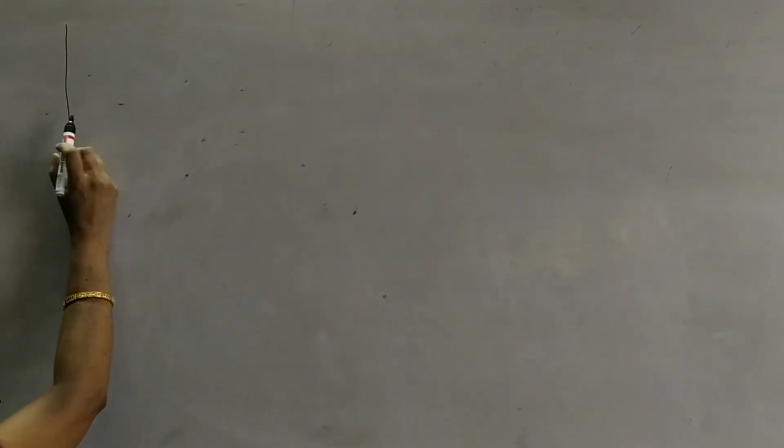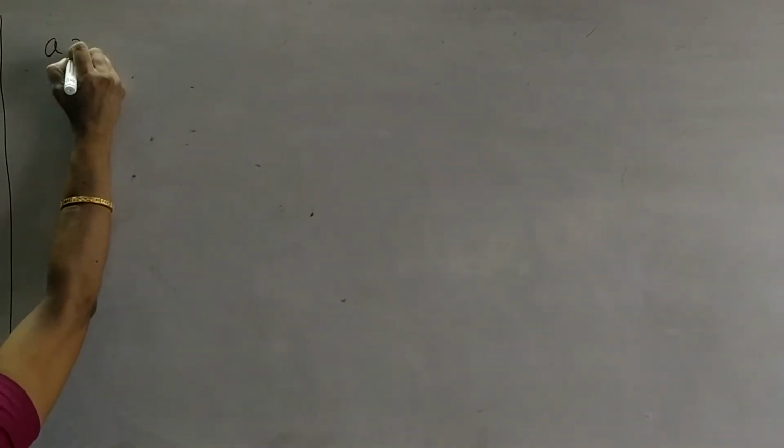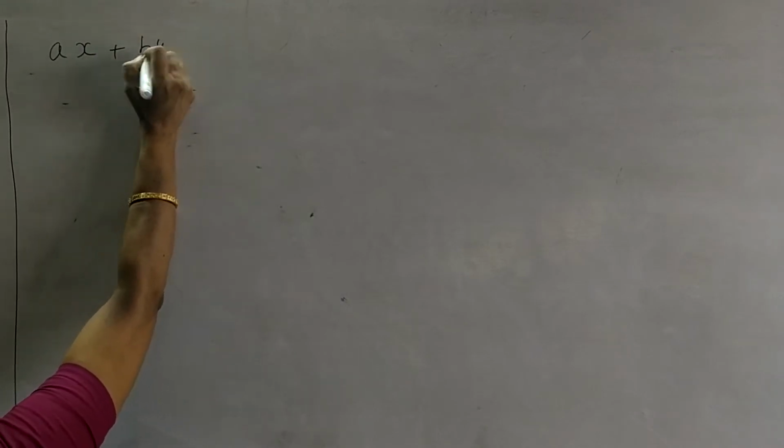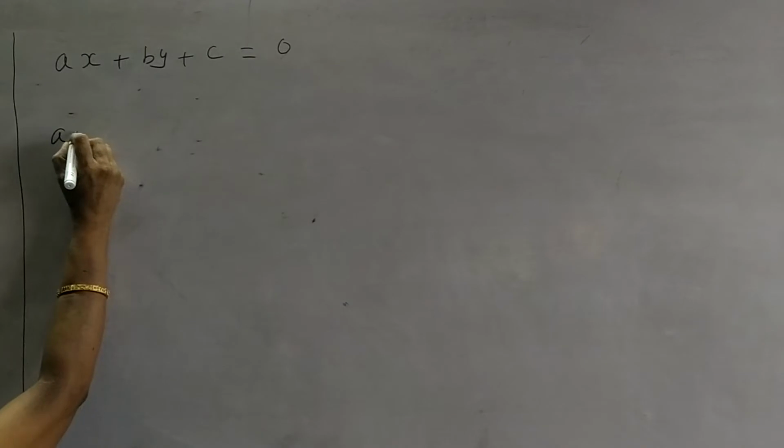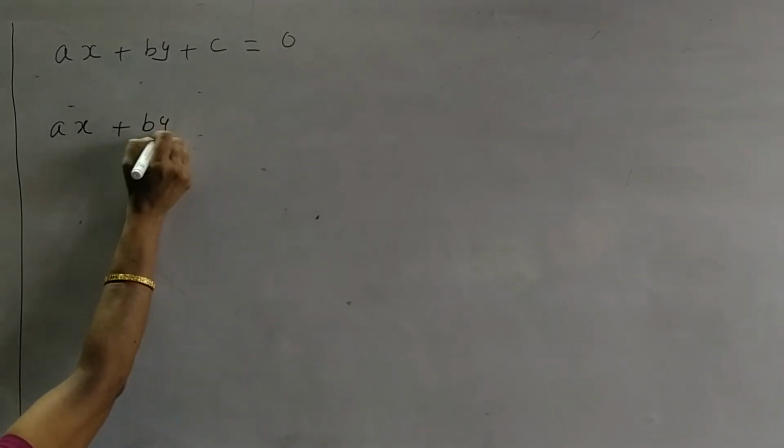Now let us see what is a pair. What we had seen is only a single linear equation in two variables. Now we are going to see pair of linear equations in two variables. For that, first I remember the standard form we have written previously. I write it 2 times. This is easy to remember.